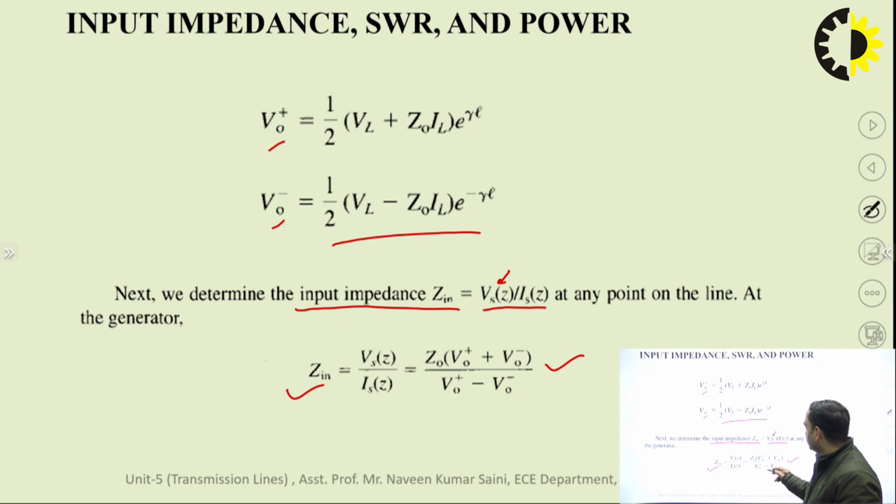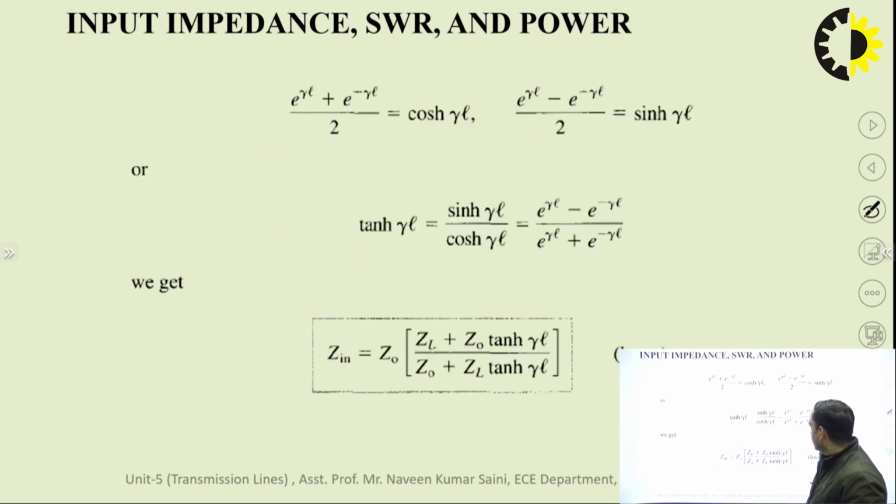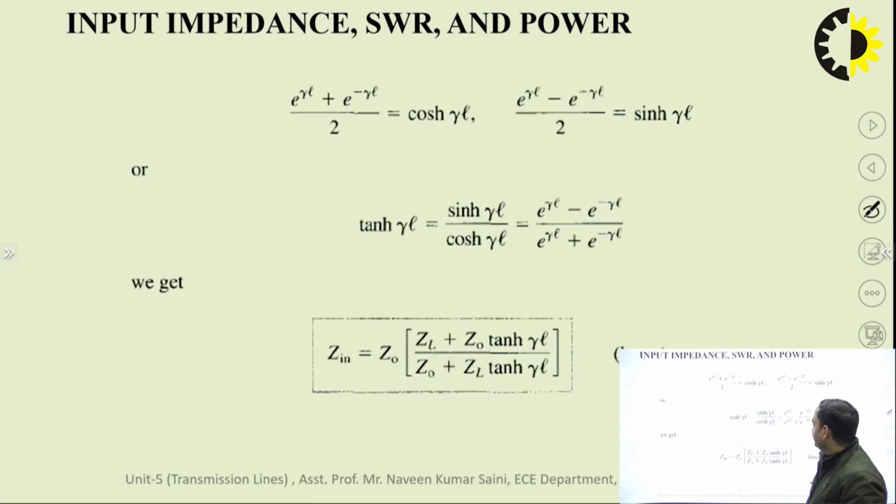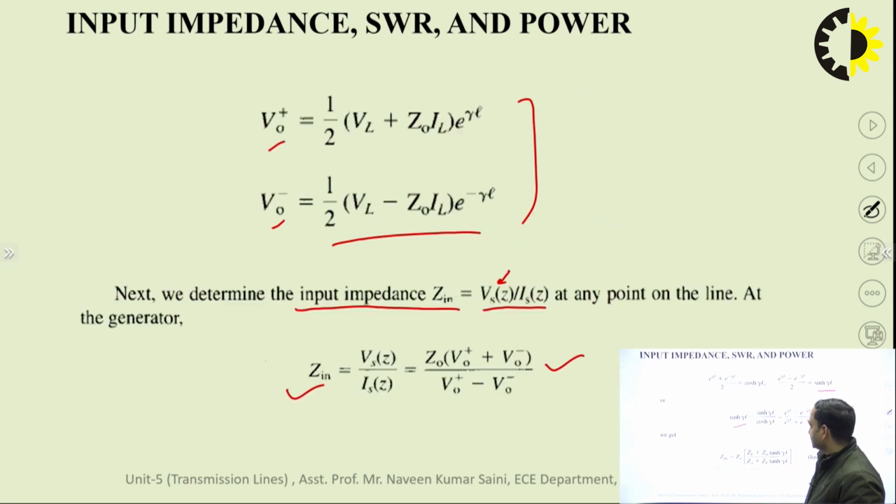So, what we will do now, we will put the value of V naught plus and V naught minus from the general case at L. So, when we put it here, in this way we have to use some expressions from trigonometry, that e to the power gamma L plus e to the power minus gamma L by 2 is equal to cos hyperbolic gamma L, and for sin hyperbolic gamma L we get e to the power gamma L minus e to the power minus gamma L by 2, and tan hyperbolic gamma L will be like this.